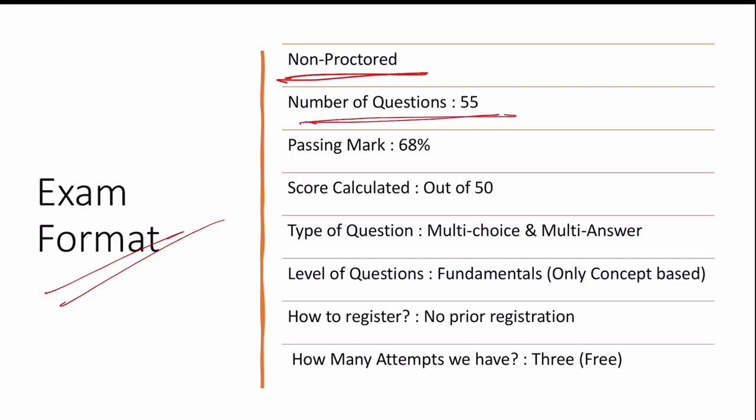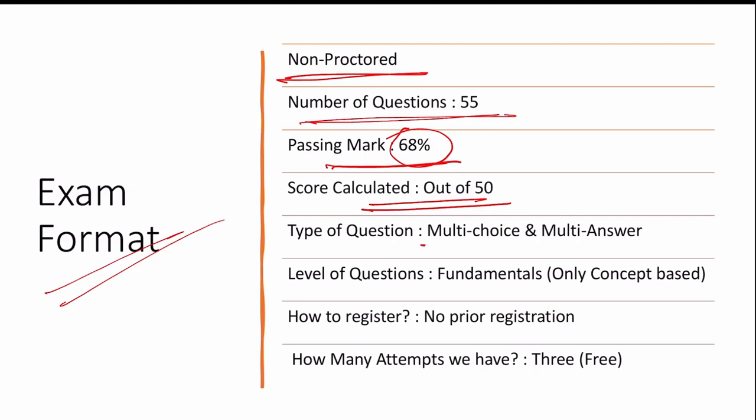Next thing, number of questions. I got 55 questions in my exam, and the passing mark is 68%. If we talk about the score, then the score is calculated out of 50. So you need to get at least 34 marks to get 68%. So all clear. Now we will talk about the type of questions.